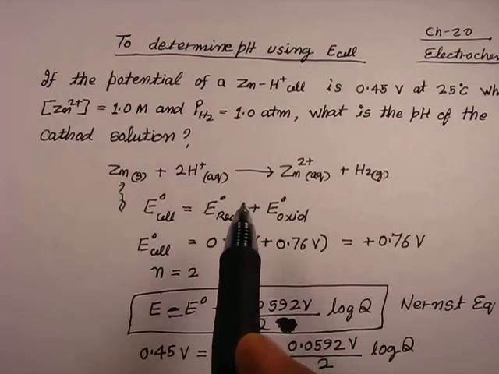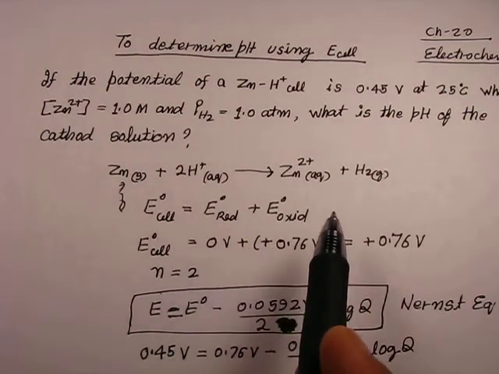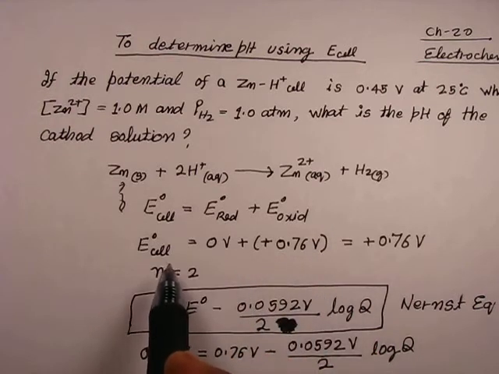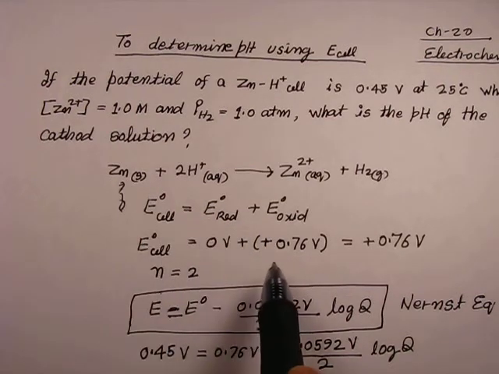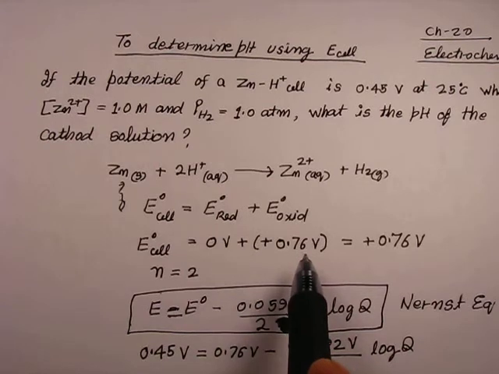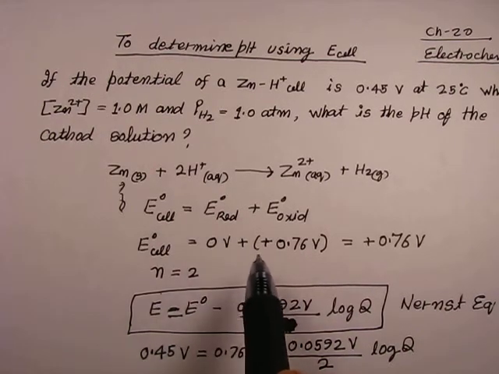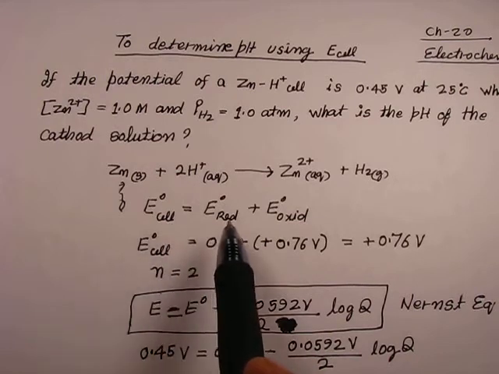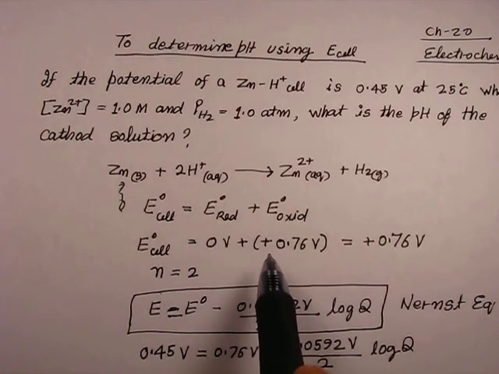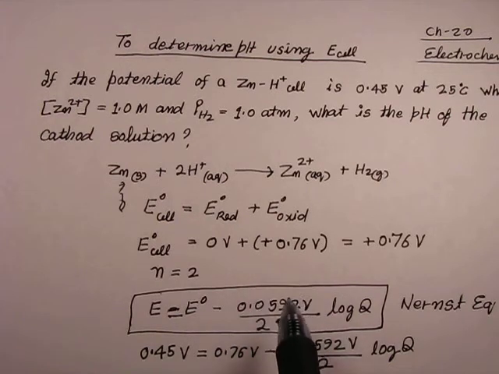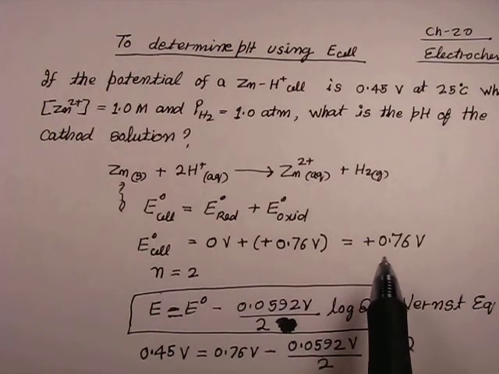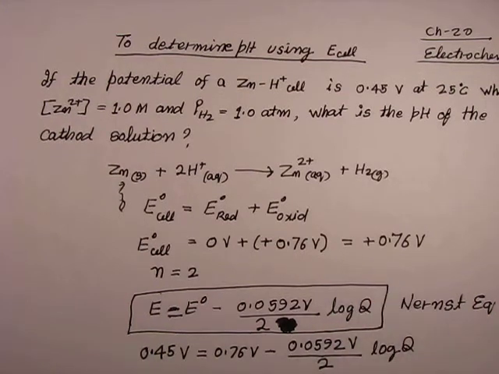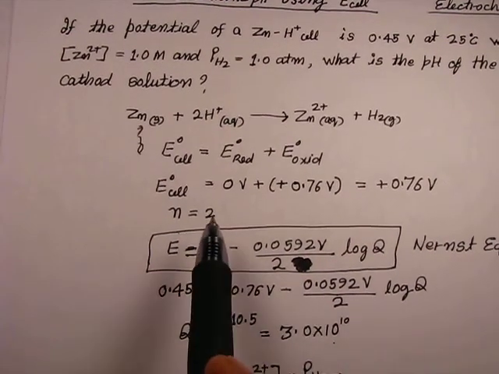So we can calculate the E cell potential for standard condition. Usually hydrogen has 0 potential, and then zinc is minus 0.76 volt. So we calculate it using the formula, where the oxidation potential will be positive after changing the sign of its reduction potential. Then the standard cell potential E0 is plus 0.76 volt, and 2 electrons are transferred.